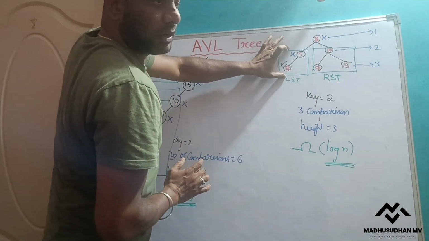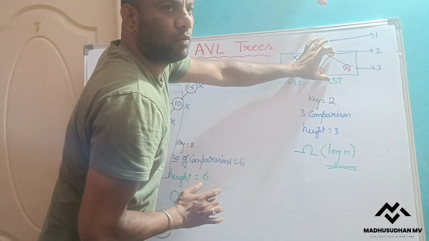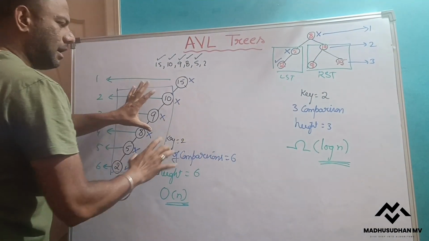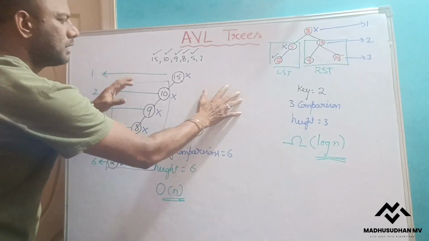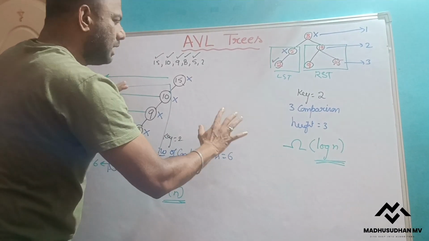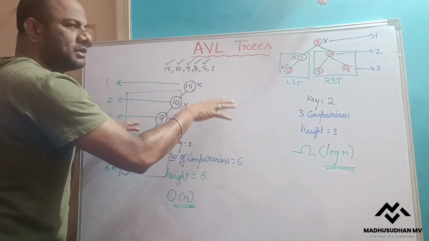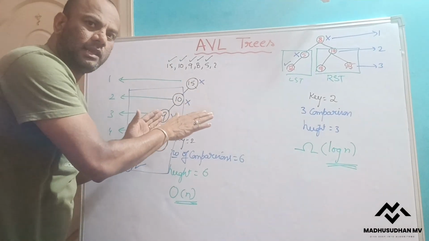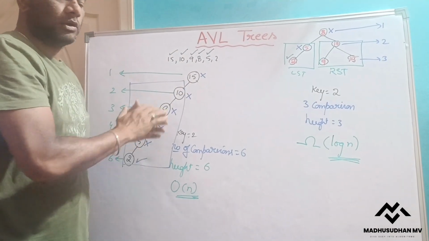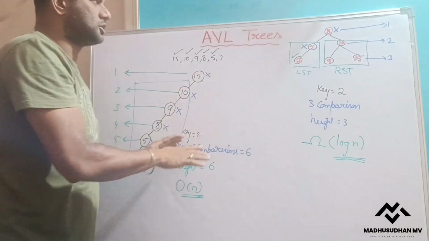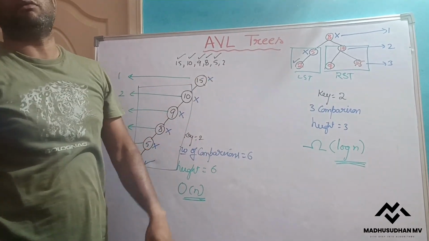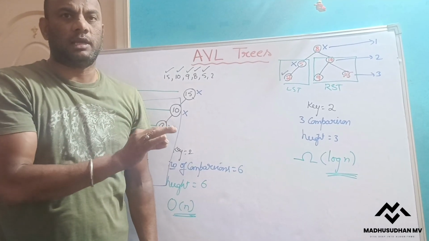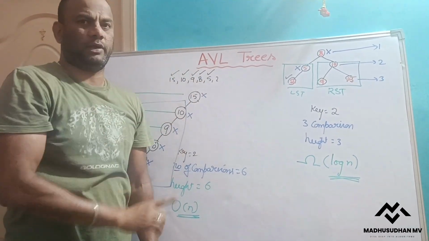Height of the left subtree is what? Only one. Here also one. The height is balanced in both left and right. But here the left side has more weight. There are no nodes on the right subtree. That means the right and left subtrees are not balanced. So in order to balance the binary search tree, we go for AVL trees. I hope you now understand clearly why we go for AVL trees.